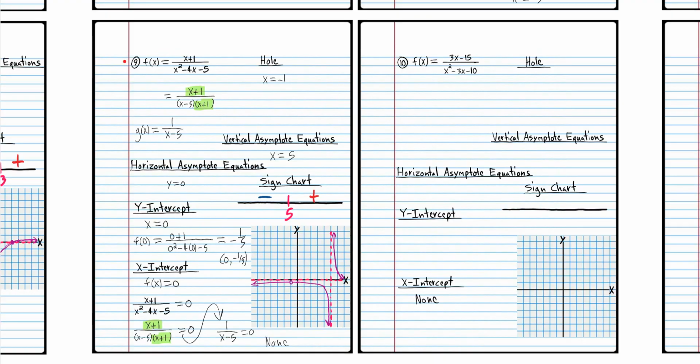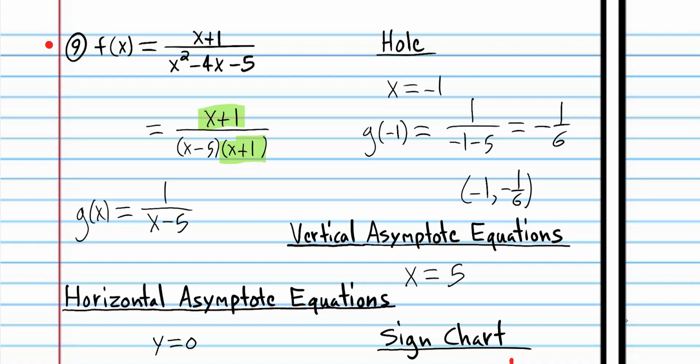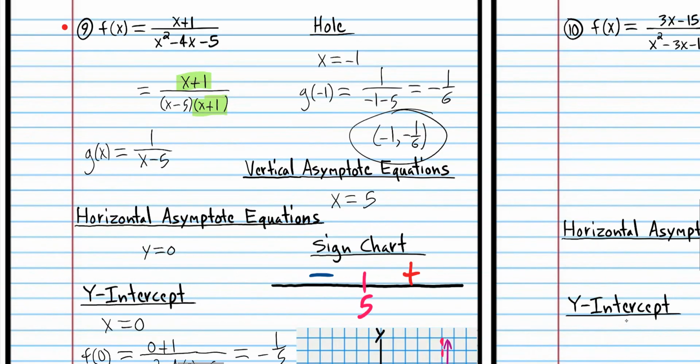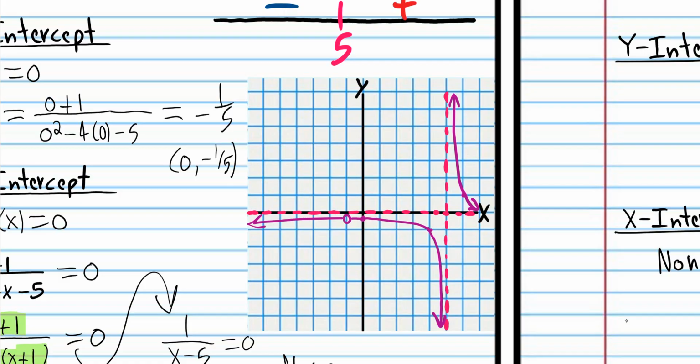Okay, so let's try another problem like that. And by the way, you can find the location of the hole, the actual coordinates, by using this function here. So we want to find g of -1, and we get -1/6. So the actual location of that hole is (-1, -1/6). You don't really have to do this if you don't want to, but it's probably a good idea, just so you know you're drawing the hole in the right location. You can see that we did do that.